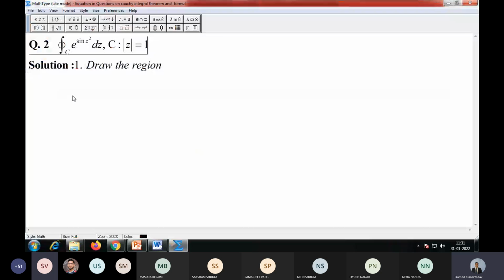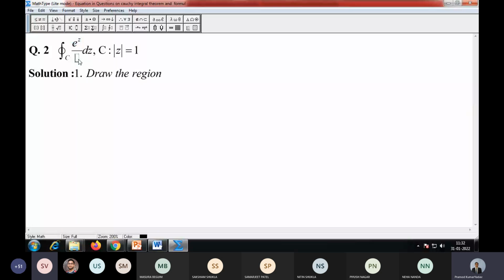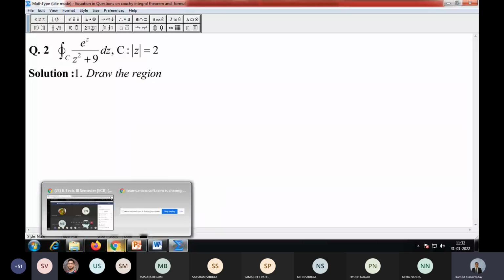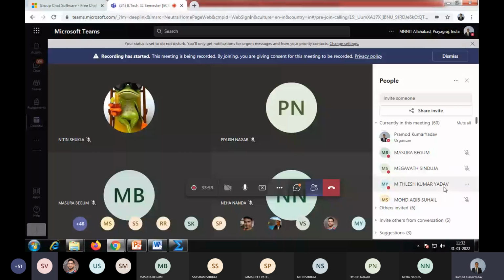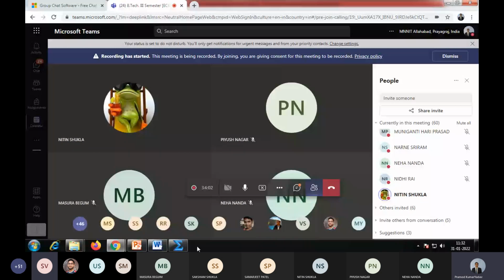Integrate e to the power z divided by z square plus 9, where C is mod z equal to 2. Who will tell me? Next, Nitin. Nitin Shukla. Yes, sir. Yes, please give me the answer of this question.